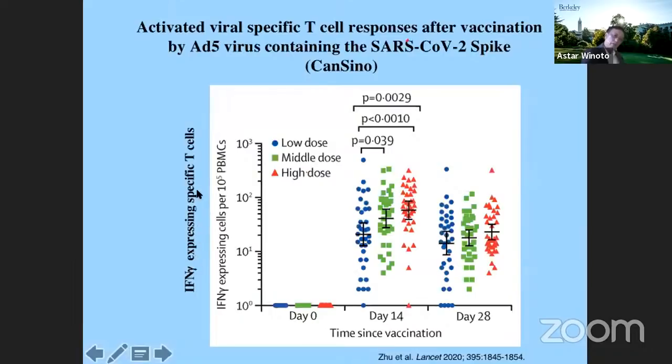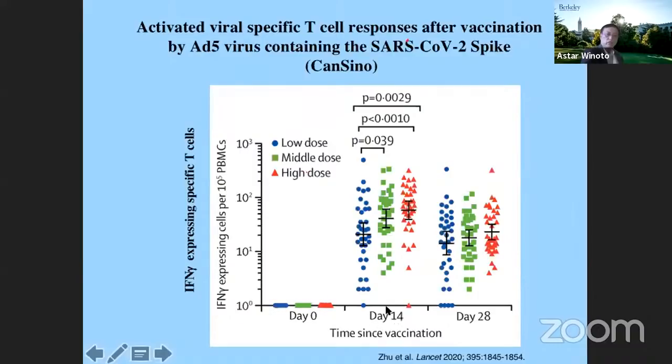the interferon gamma expressing specific T cells. So this is both CD4 and CD8, and you cannot distinguish between the 2 classes, so this is all the T cells. They inject it at 3 different doses: low, middle, and high. At day 0, you don't have any T cells that are specific for the virus.